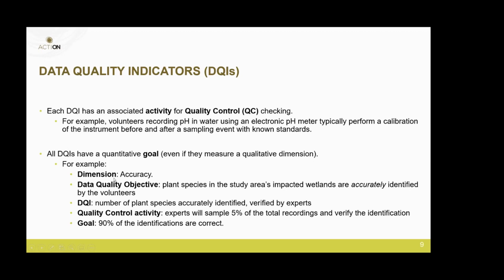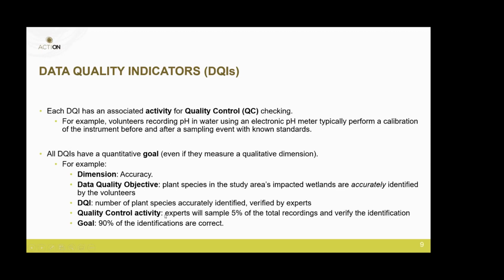The dimension I wanted to check is the accuracy, because I need to check the accuracy of the calibration. The quality objective: plant species in the study areas' impacted wetlands are accurately identified by the volunteers. So this is also accuracy about the identification. And the data quality indicator for this kind of objective is the number of plant species accurately identified, verified by experts. So I wanted to check the number of the species correctly identified.